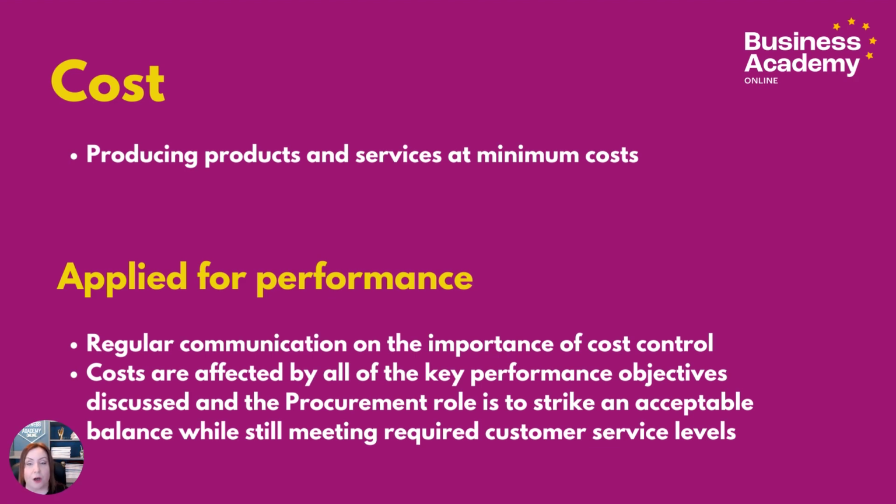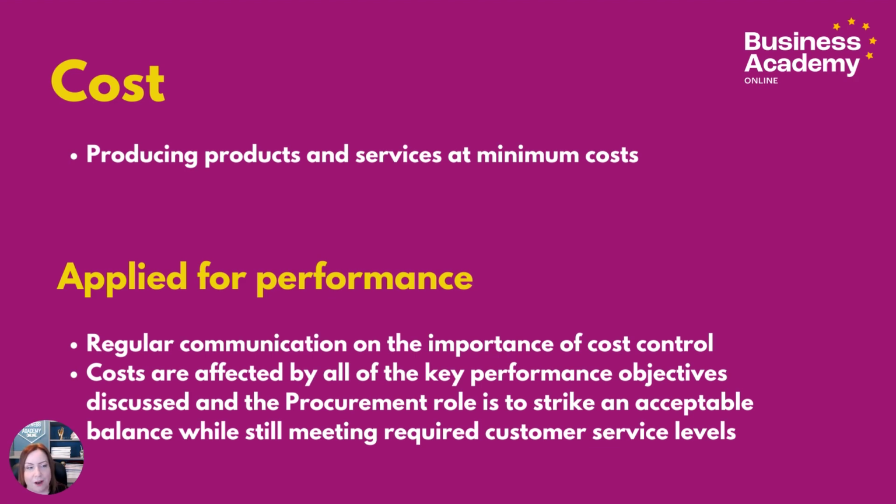And finally, cost. Cost is producing products and services at a minimum cost or a minimum whole life cost, if we're going to look at best value. So regular communication is a really important part of cost control. You have to know what's happening in the market. You need to know what's going on. So if we're measuring things like percentage price increases or percentage price decreases, we can work with the supplier to communicate with them about the importance of controlling costs and keeping them to a minimum.